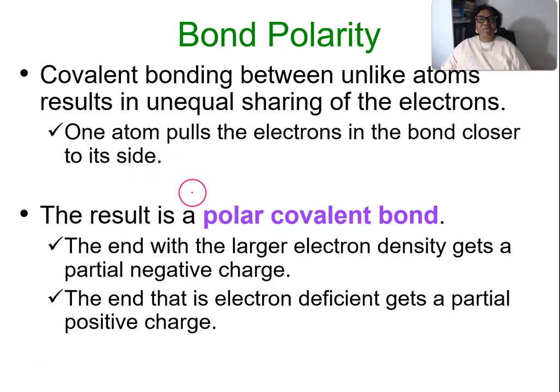Hello class, we are back with bonding. Now we want to look at bond polarity.